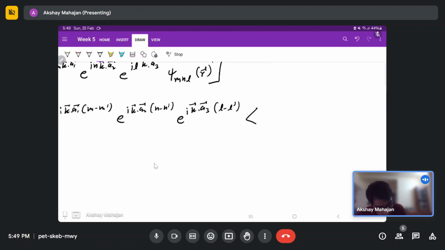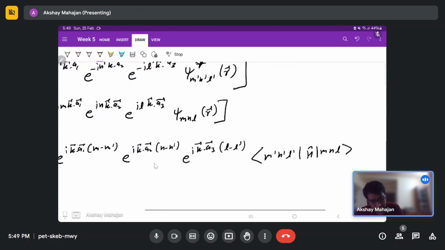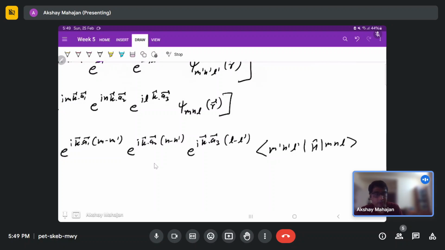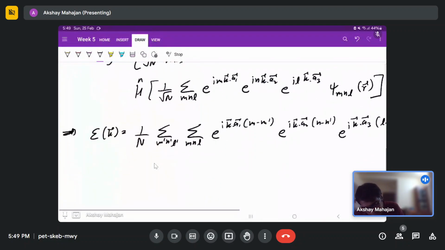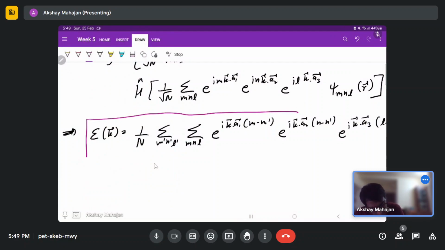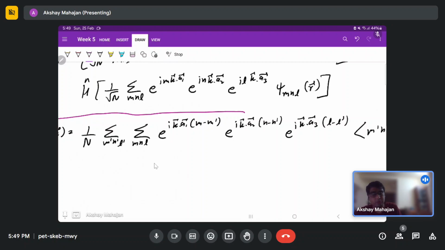I'm just writing that integral as this, which will be m prime, n prime, l prime, because I have already done it quite several times. So I hope you understand how we get from here to here. I'm just now directly writing this integral in this bracket notation. Alright, so in general, for any three-dimensional lattice, and in case you have 2D, just remove one of the indices.